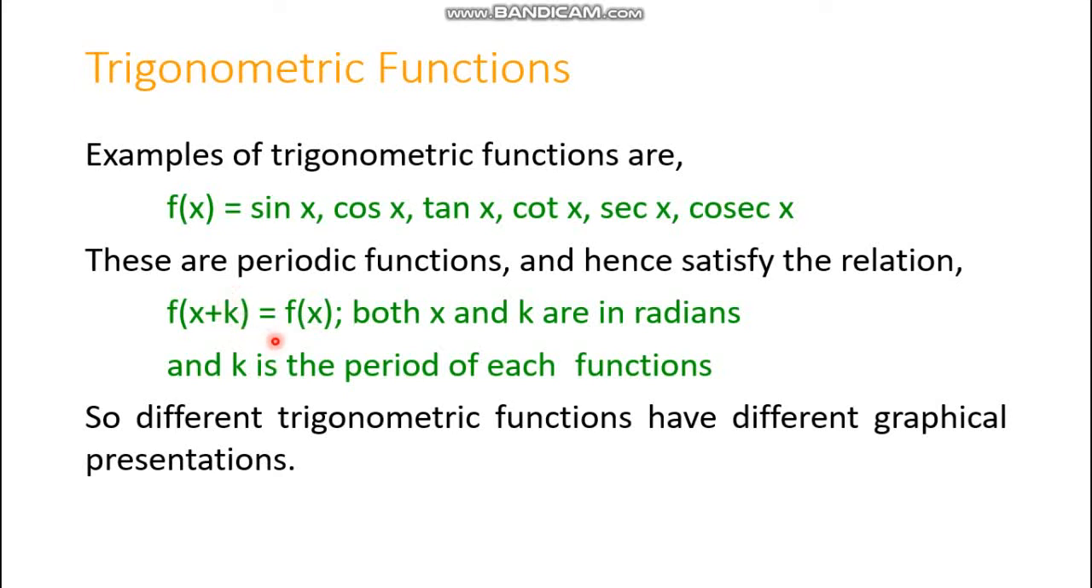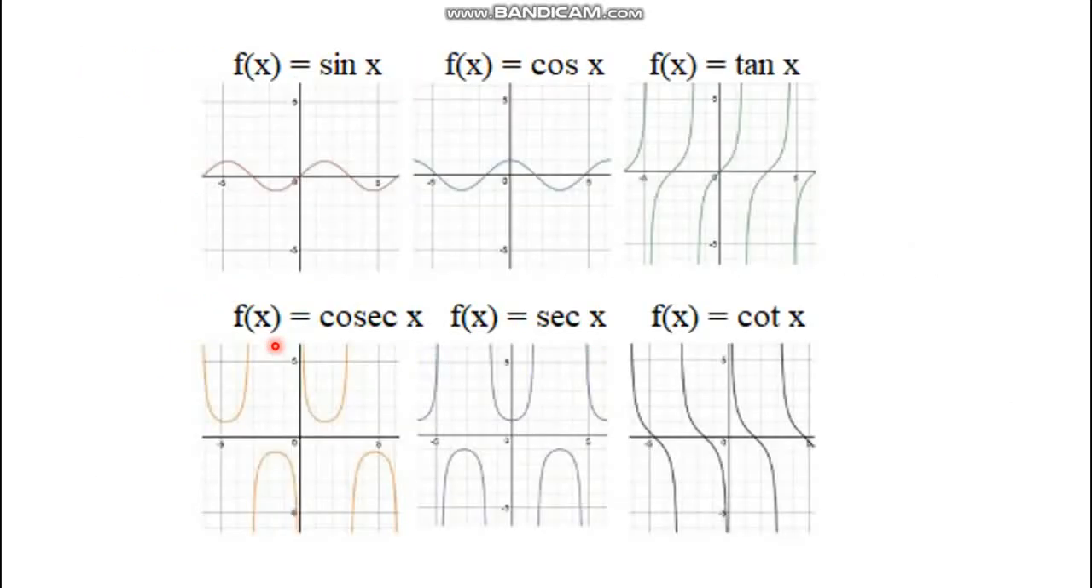Okay, so different trigonometric functions have different graphical presentations. Now let's move on to the graphical presentation. Here y equals sin x. So in the JAM exam, you'll be given different types of curves and you have to identify them. Suppose this curve is given and you are given different options, choose the correct option. If y equals f(x), you will be given four options: y equals sin x, y equals cos x, y equals cosec x, y equals sec x. Then you have to choose the correct option.